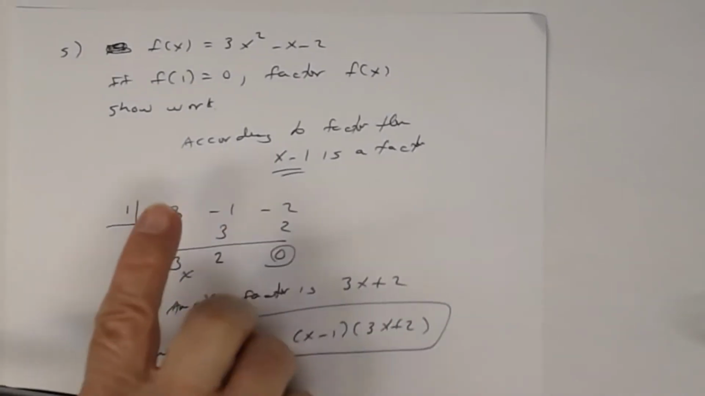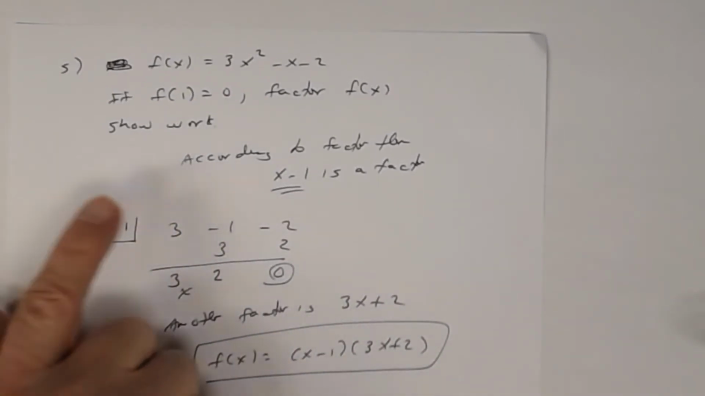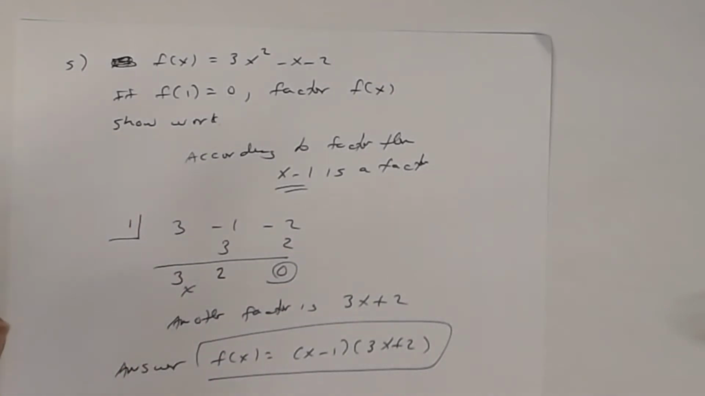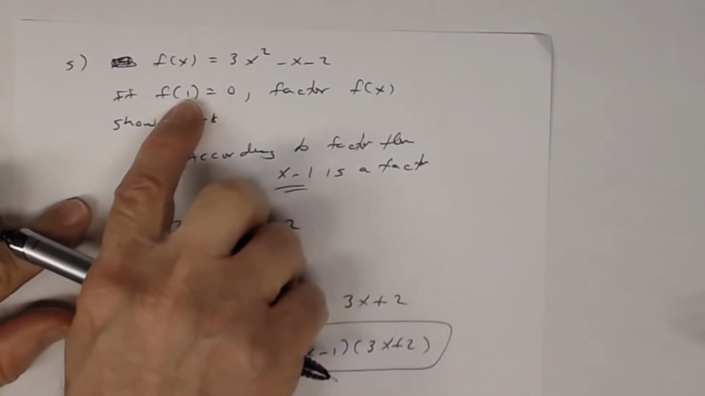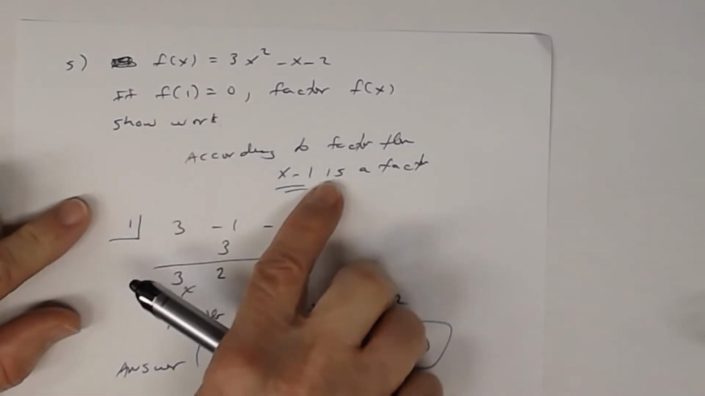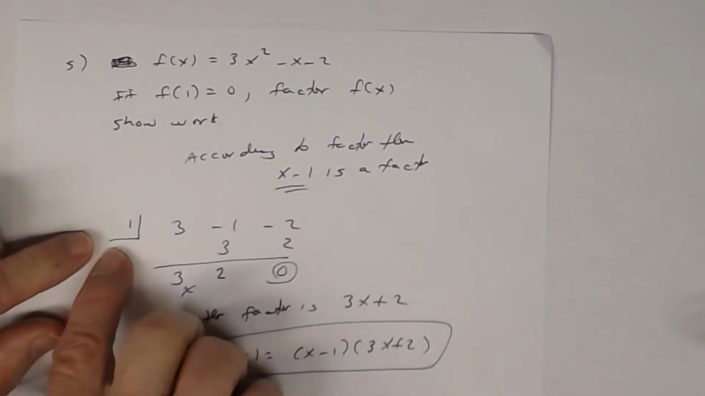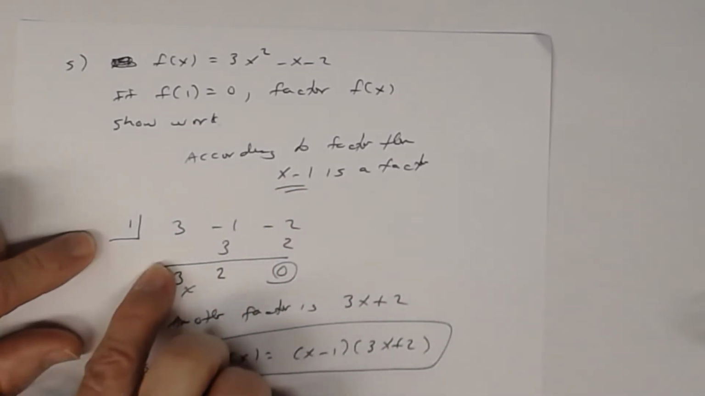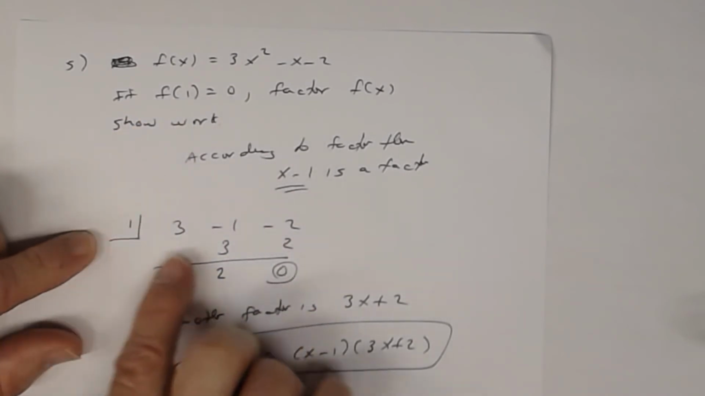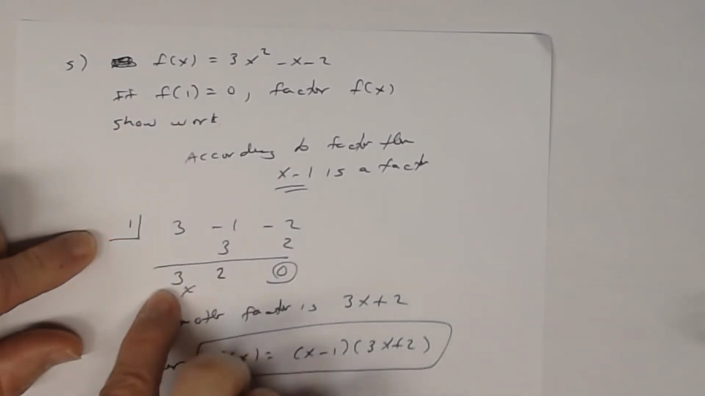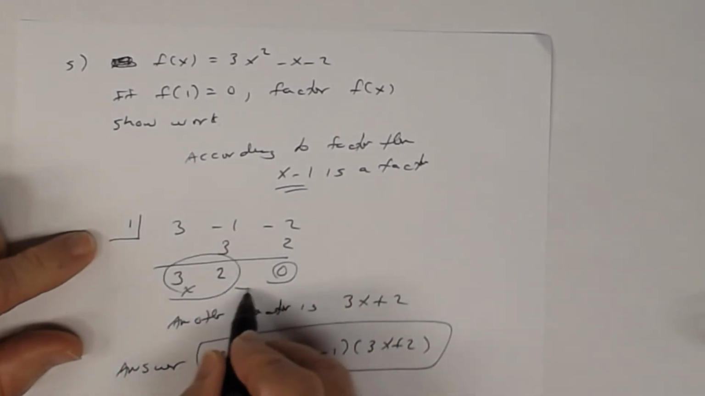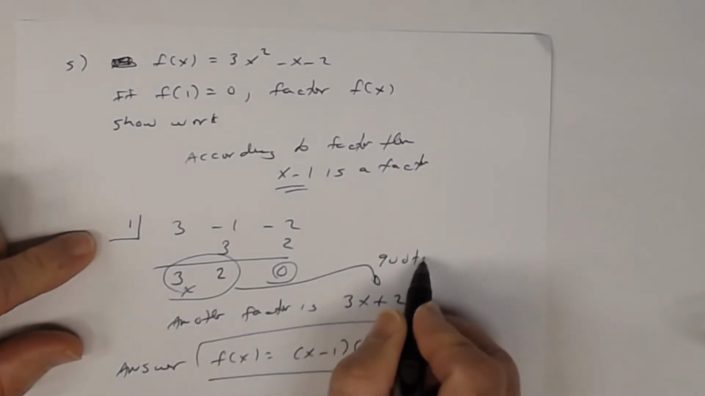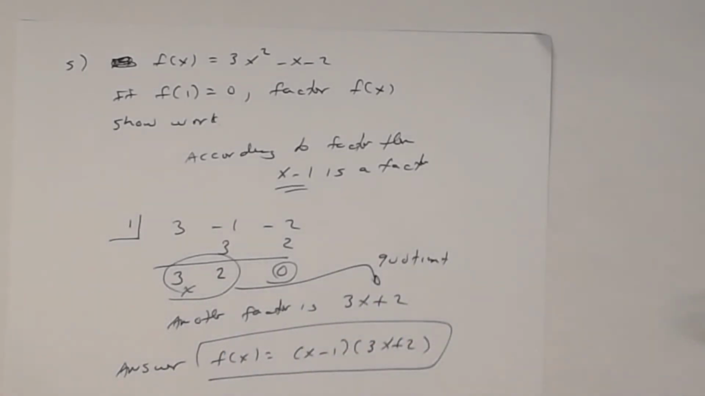Notice that to get these two factors, I used what you were supposed to use, which was the factor theorem. If f of 1 is equal to 0, then one of your factors is x minus 1. Then I used synthetic division to find my quotient. If f of 1 is equal to 0, then I better get 0 here. And so another factor will be this quotient. So that's number 5.